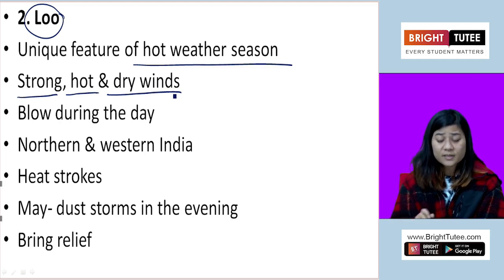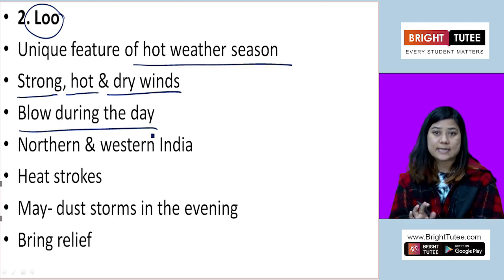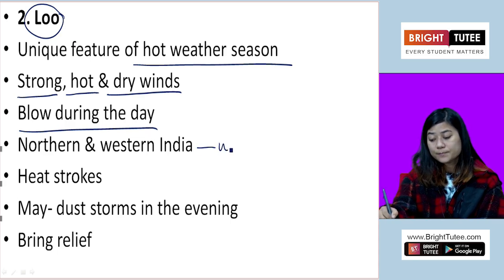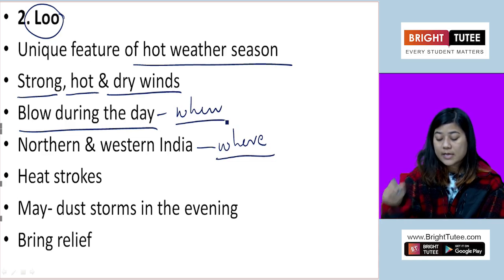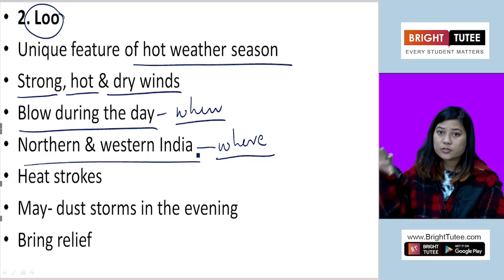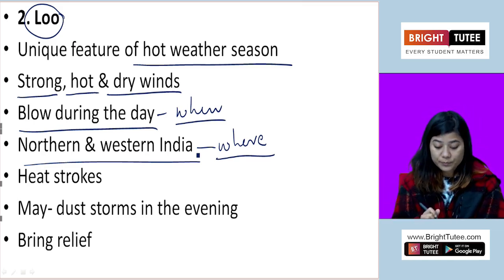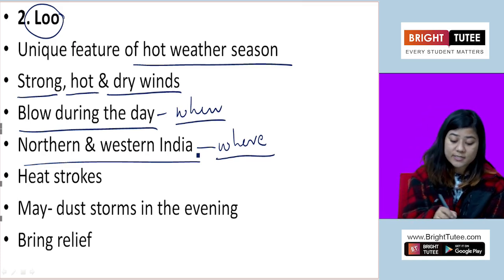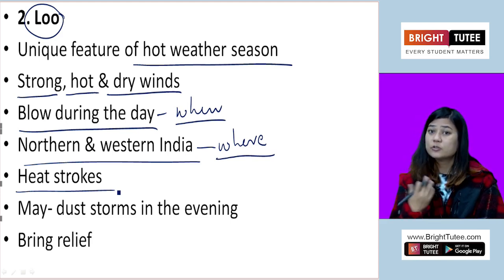And it blows during the day. It does not blow at any time, it blows only during the day. And where does it blow? It blows in the northern and western part of India. So the northern and western part of India experiences lu. Because it is very strong, hot and dry, it causes heat strokes. And heat strokes are not good, right?